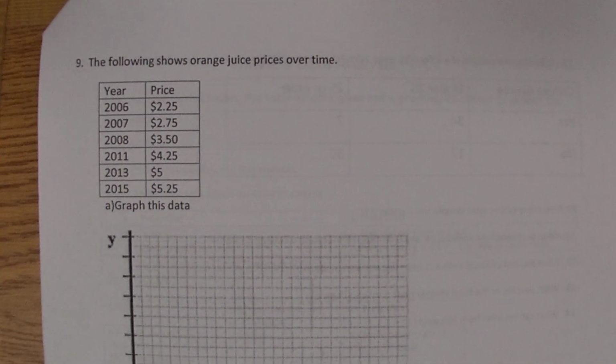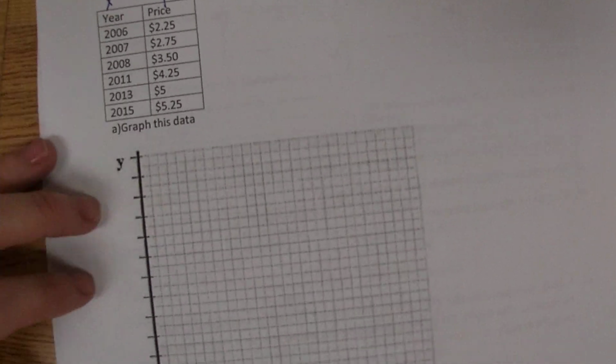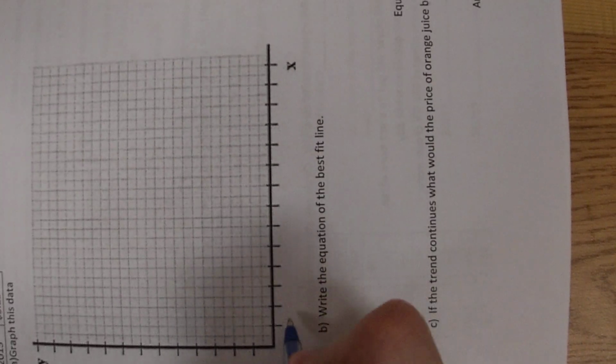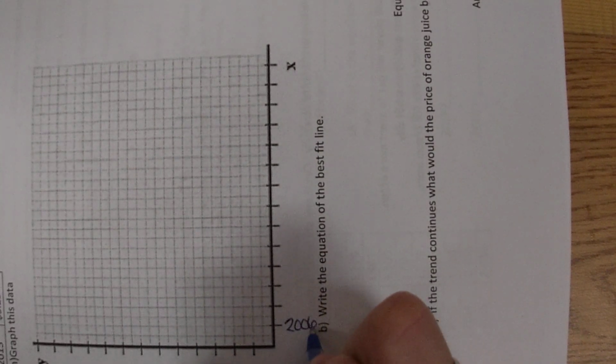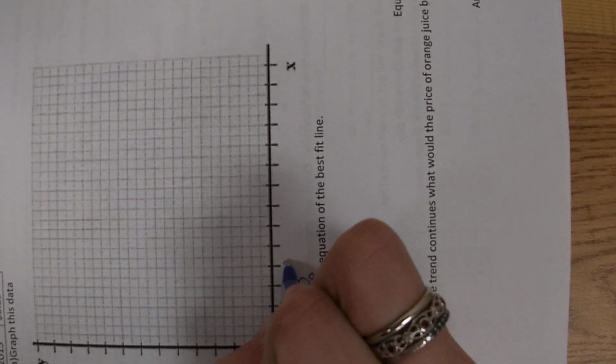Number 9, we're going to need to graph this data. So our X's are going to go on the x-axis. Our Y are going to go on the vertical axis, and we need to space evenly. So we need from 2006 to 2015. So I'm going to count by ones down here.